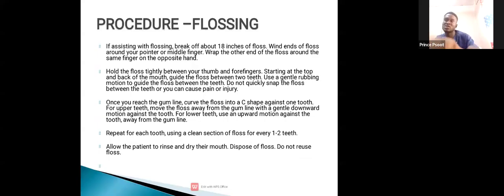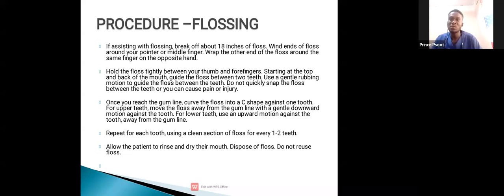And finally, the procedure for flossing. Flossing is using something to remove food crumbs from the teeth. If assisting with flossing, break off about 18 inches of floss. Wind the end of the floss around the pointer or middle finger, then wrap the other end around the same finger on the opposite hand.